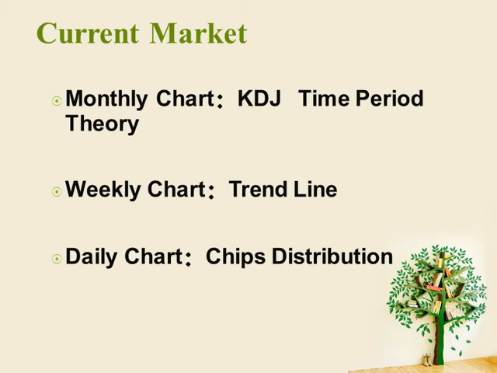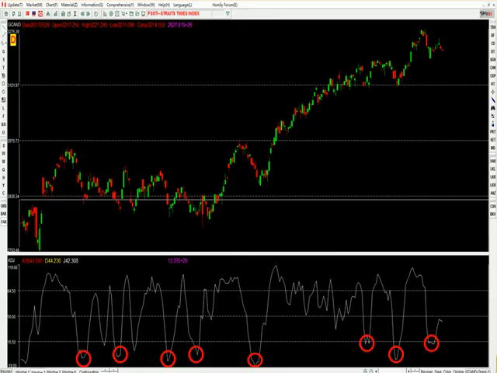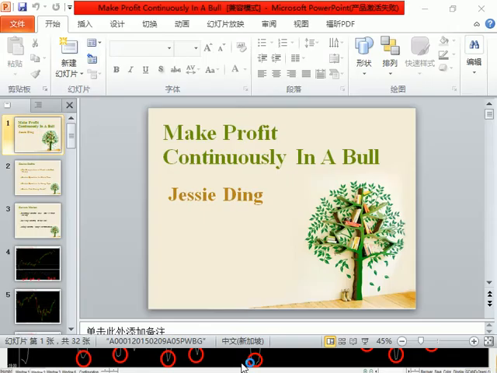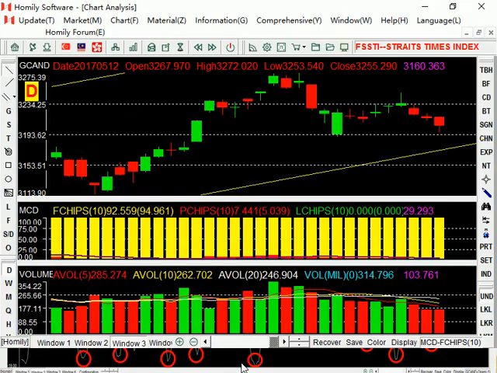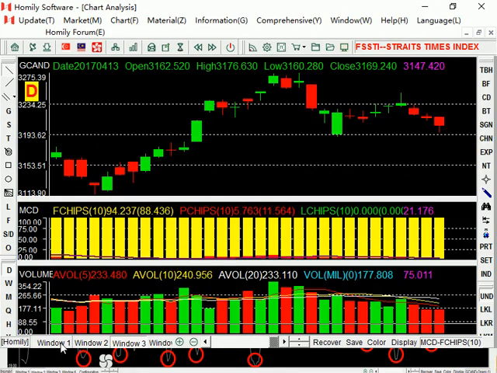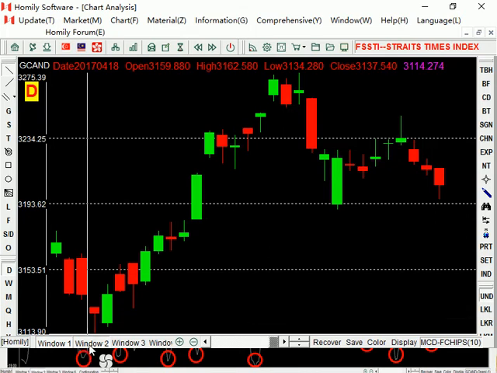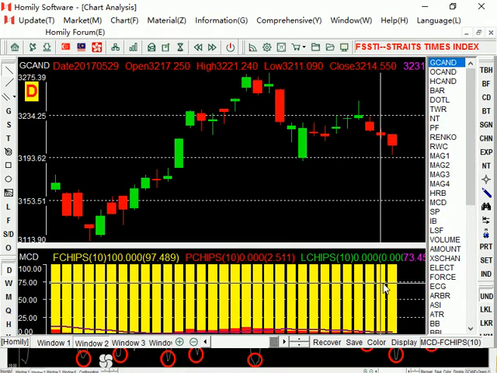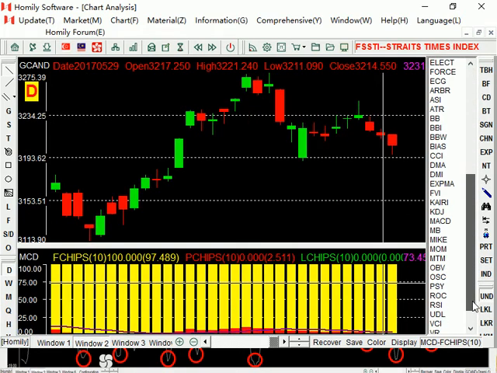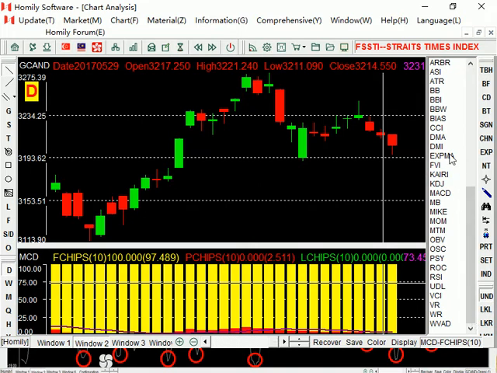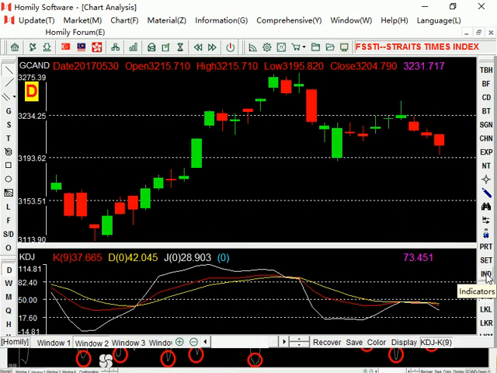So, firstly, let's see the monthly chart, because we can see this is the daily chart. We should see the monthly chart. Then we can open the software and click window 2. Then we can find the KDJ indicator to judge the monthly chart. Okay, so this is the monthly chart.